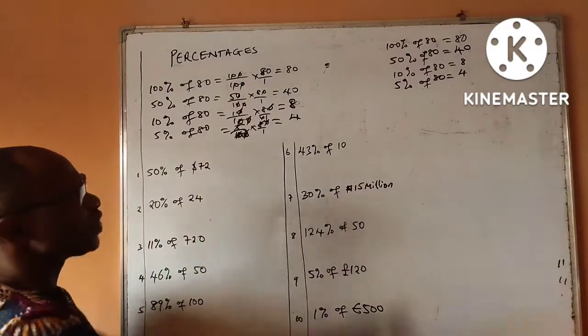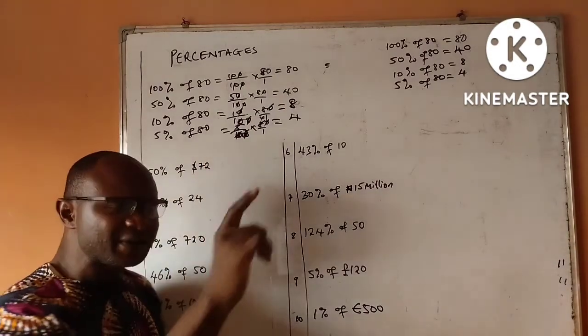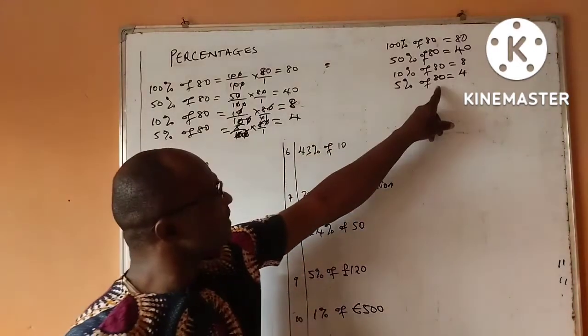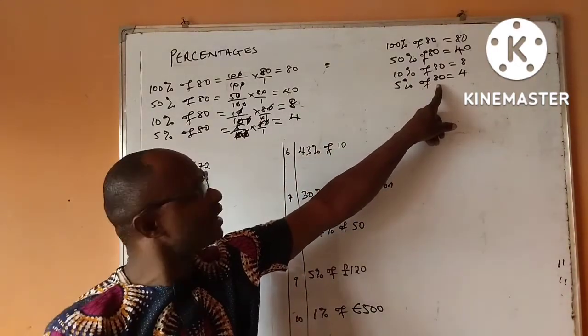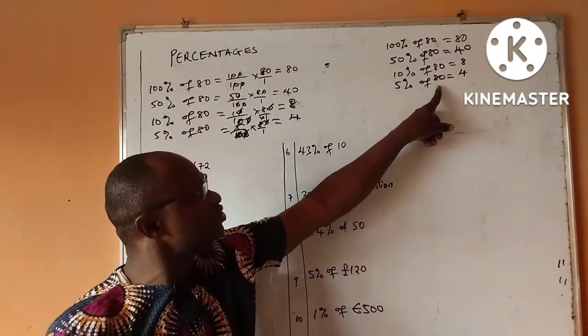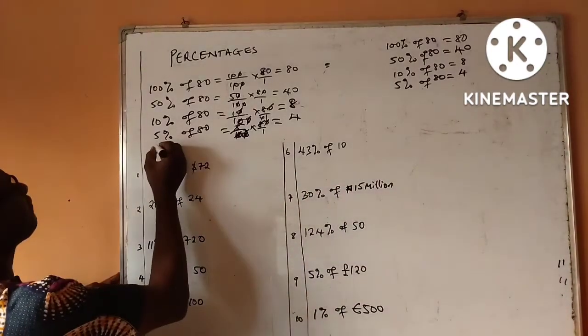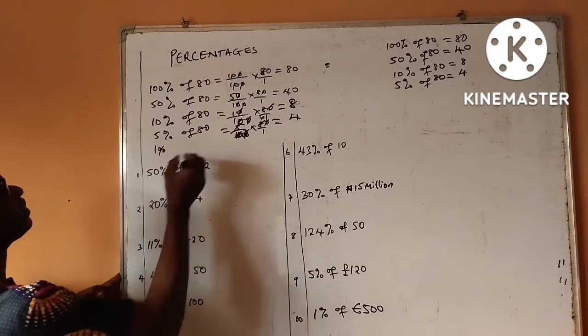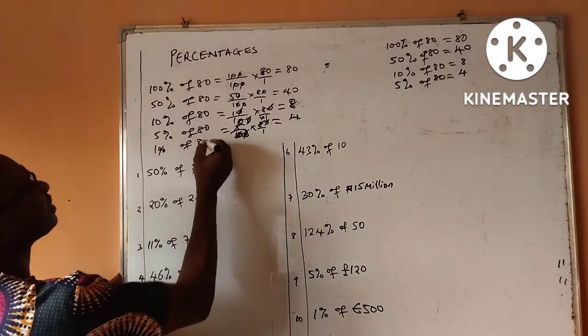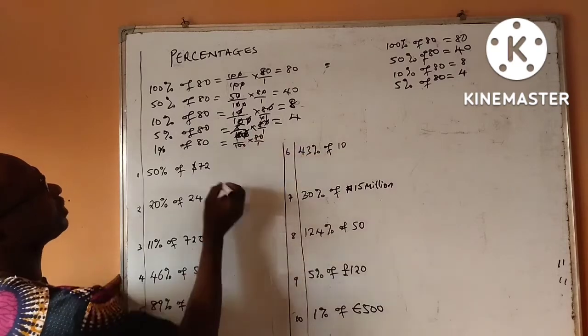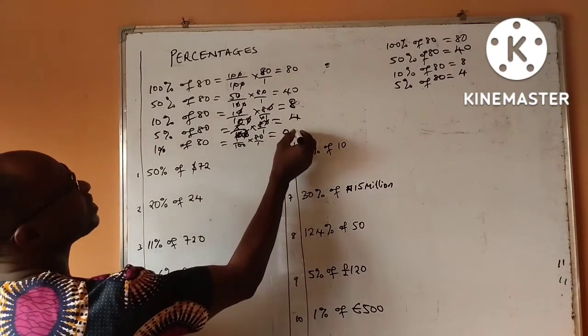So 5% of any number is divide that number by 10 and divide again by 2. So when I divide 80 by 10, I get 8. And when I divide 8 by 2, I get 4. Now, I have 1% of 80. So this is going to be 1 over 100 multiplied by 80 over 1, which is equal to 0.8.